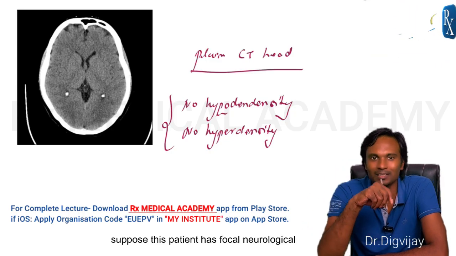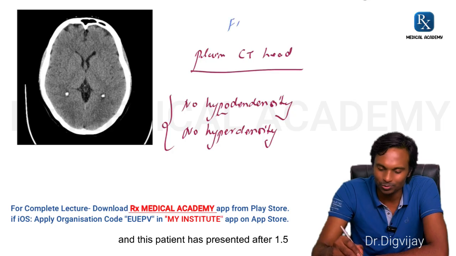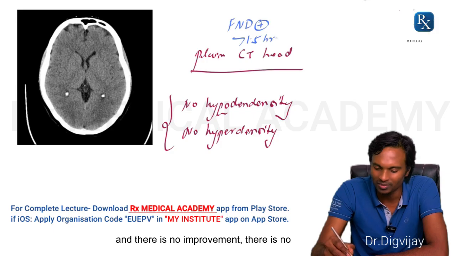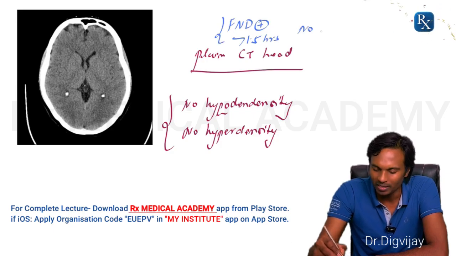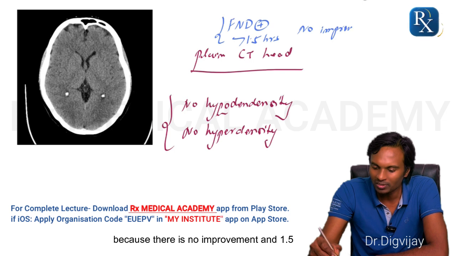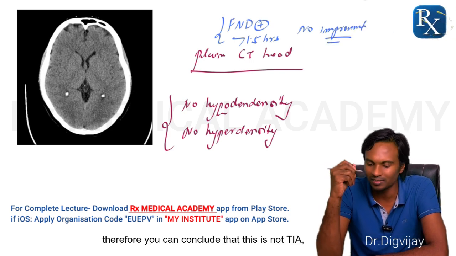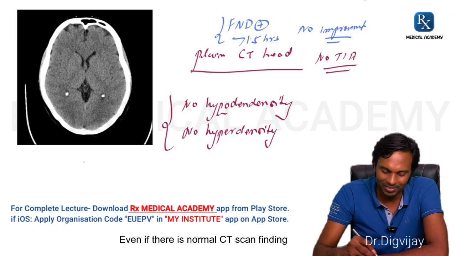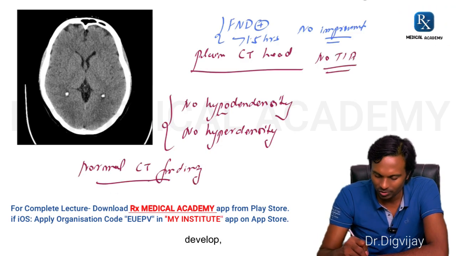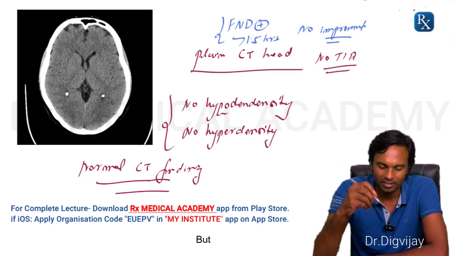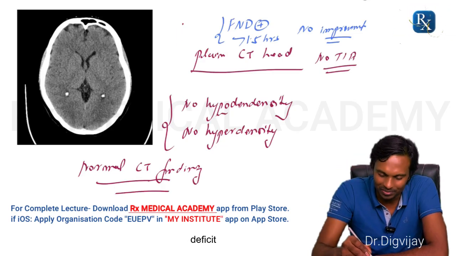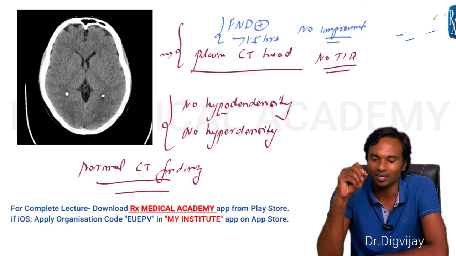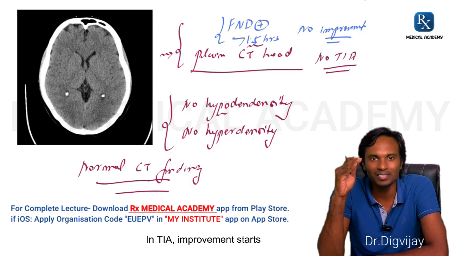Okay, suppose taking the previous example, suppose this patient has focal neurological deficits, and this patient has presented after 1.5 hours, and there is no improvement, there is no automatic improvement. Because there is no improvement and 1.5 hours has passed, therefore you can conclude that this is not TIA, right? Even if there is normal CT scan finding, because edema formation takes some time to develop, therefore CT scan can be normal. But if there is presence of focal neurological deficit which has not improved at all even after 1 hour, here I have taken 1.5 hour, it means that it is not TIA.